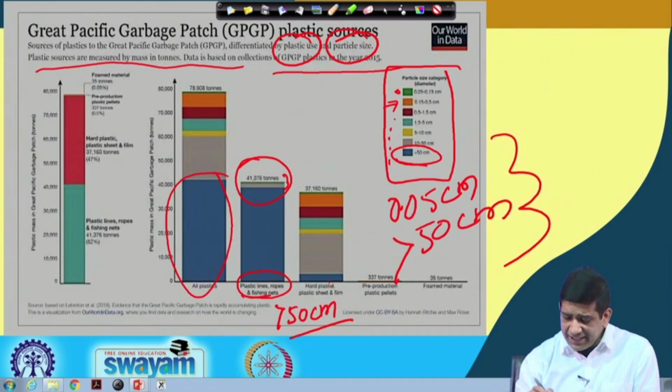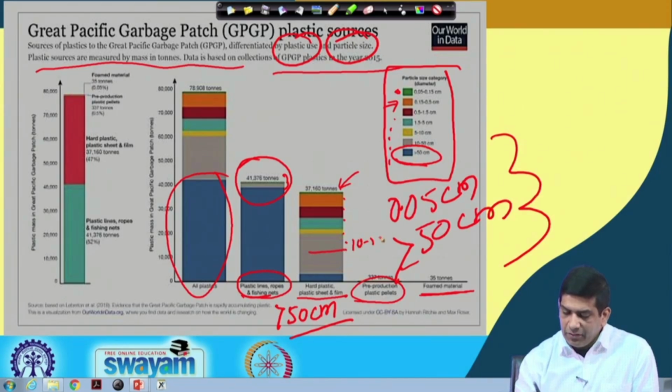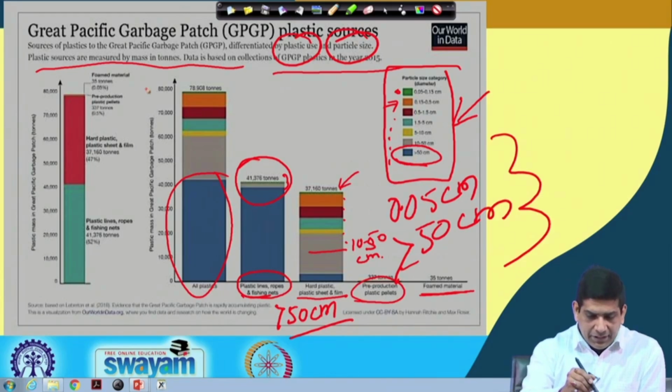If you look at the smaller sizes, there is hard plastic, plastic sheet and film, and pre-production plastic pellets, of course, which are the smaller size. Foamed material was there as well. So we saw smaller sizes, like the smallest one, and then all the different sizes showed up here pretty much. As you can see, most of it was between 10 to 50 centimeter, and then there were smaller sizes than that. There was some foamed material, some hard plastic, and plastic lines and ropes.